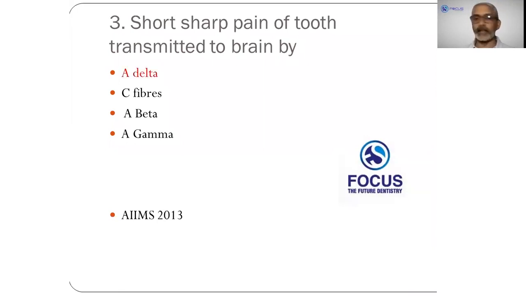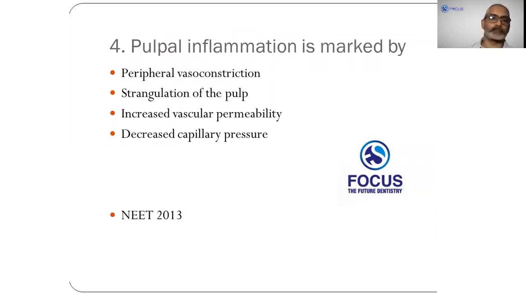Short, sharp pain of the tooth is transmitted to the brain by, the answer is A delta. Always when there is a short, sharp pain of the tooth, it is with the A delta. If your pain is dull, then it is going to be the C fibers. Dull pain is always carried by the C fibers, whereas short, sharp pain is by the A delta.